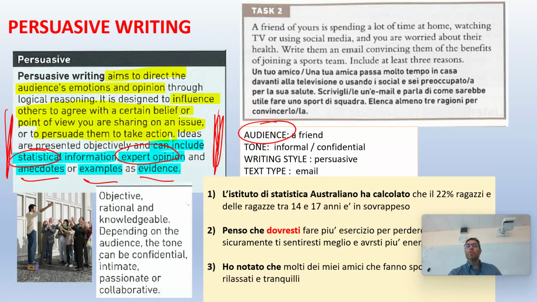The example that we're going to use now is writing an email to a friend. So this task that you see up here, we are trying to email someone to convince them of the benefits of joining a sport team because your friend spends a lot of time at home. So it's a fairly easy text type, an email addressing your friend about this issue. You want to get him to join a team sport, so you will need an introduction, maybe 3 or 4 points why he should join a sport team, and then a conclusion. Okay, let's have a look now at the linguistic features.